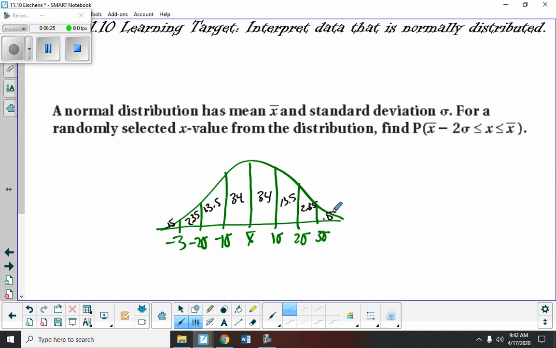So the probability of being between x bar and x bar minus 2 standard deviations is in this range right here. So we would just add those two numbers together. 13.5 plus 34 is equal to 47.5. 47.5%. And that's the probability.